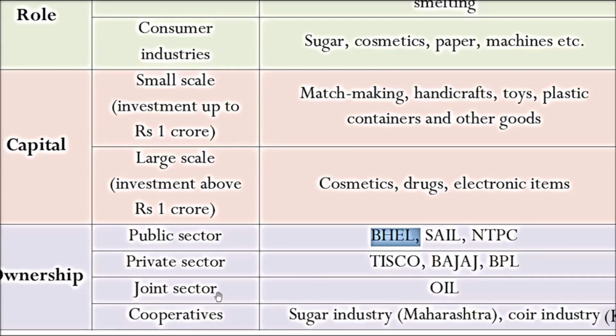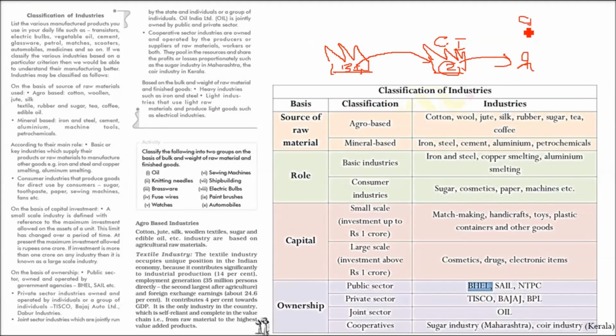Cooperative. Here, I am a person dealing with milk, you are also a person dealing with milk, you are producing raw material, I am selling it. All these people get together and make a cooperative. Whatever profit we get, or whatever loss we get, it will be distributed equally. The loss also will be distributed equally. So this kind of ownership is called a cooperative industry. For example, the sugar industry in Maharashtra, the coir industry in Kerala, and Amul, which is related to milk, is also a cooperative.